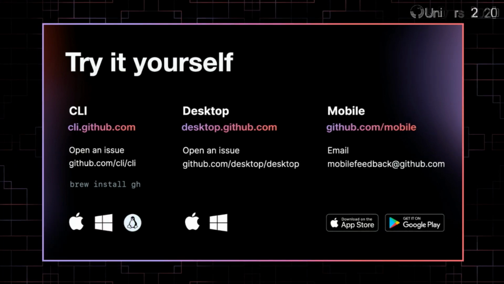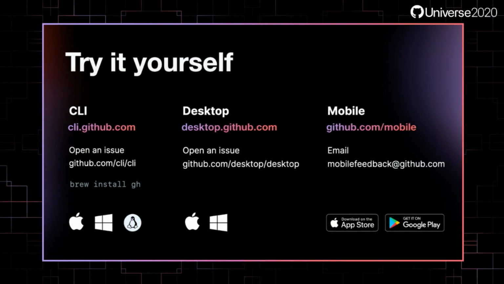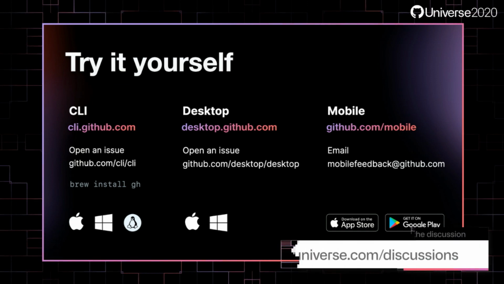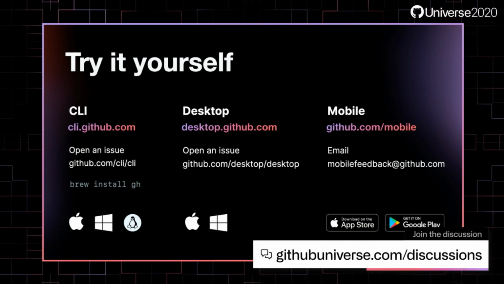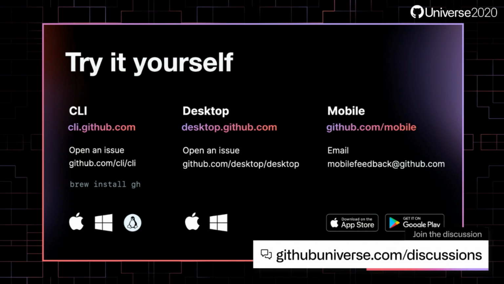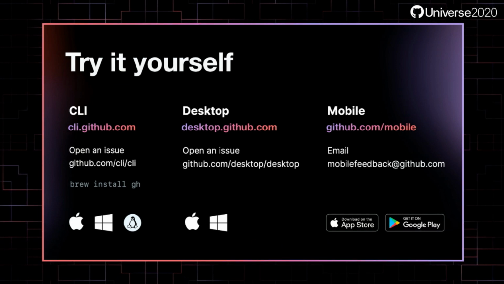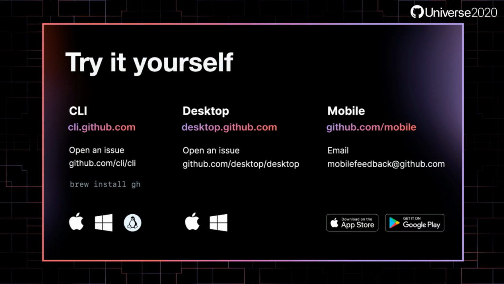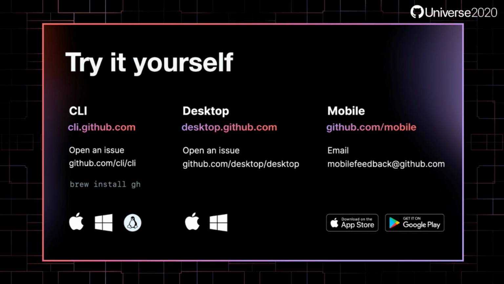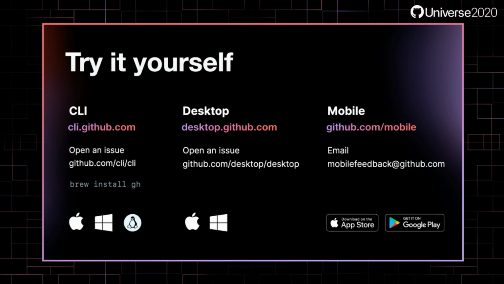Finally, here's how you can try them out. We only covered a small subset of what each of these apps enables for you. So we hope you'll see for yourself how you can become even more productive with GitHub CLI, GitHub Desktop, and GitHub Mobile. And as of last month, each one of these apps is available for GitHub Enterprise users as well as GitHub.com.